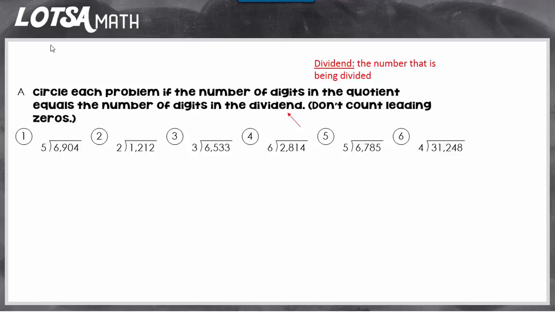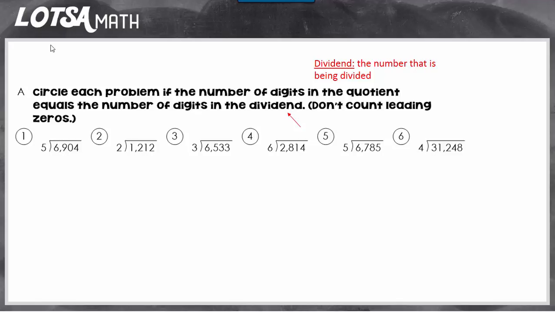So before we look at some examples, let's talk about why this skill is important. When you divide big numbers like this, you use a process called the standard algorithm. And remember, an algorithm is just a set of steps. In long division, the steps are divide, multiply, subtract, check, and bring down. So there's 5 steps in the algorithm.